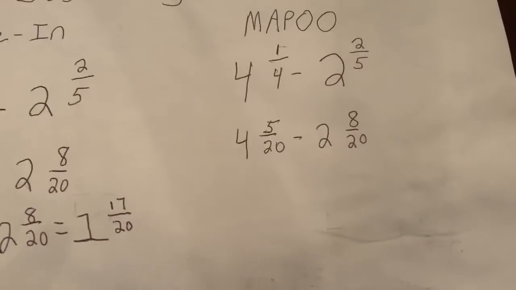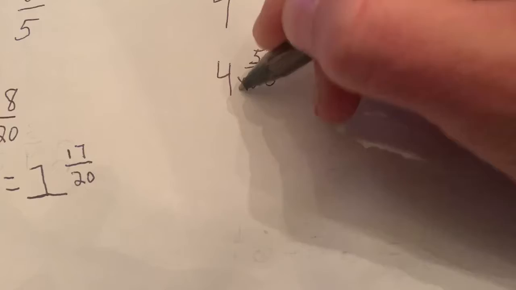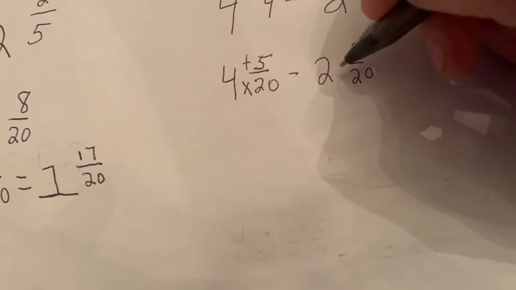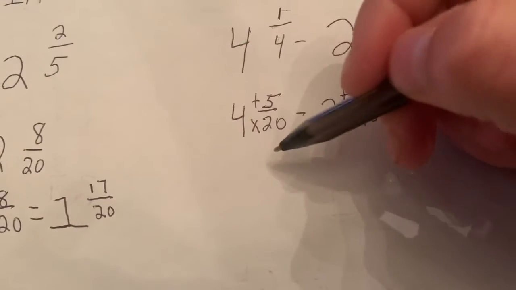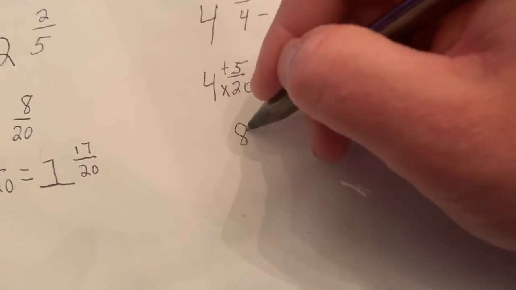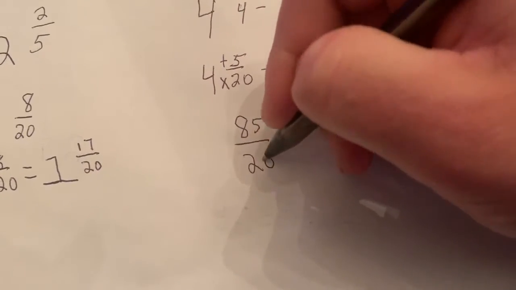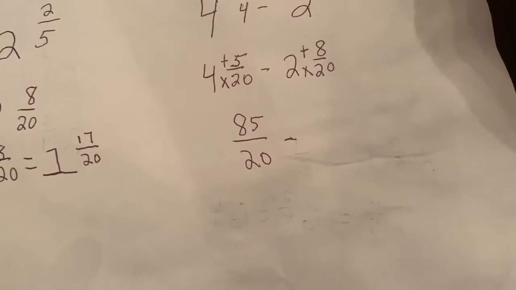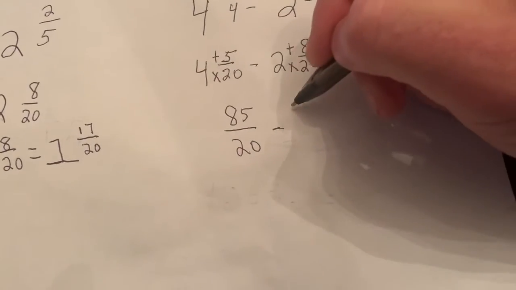Okay, let's look over here at MAPU. So I can multiply, add, and then put over the original denominator. So 20 times 4 is 80. Add 5 is 85. So I get 85/20. And then I subtract. 20 times 2 is 40. Add 8 is 48.